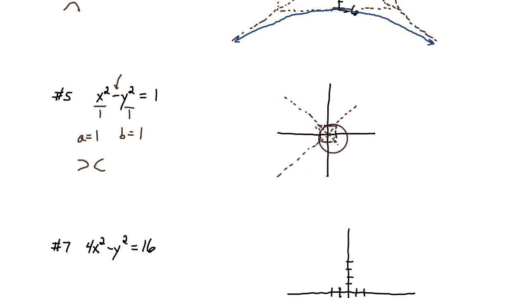Number 5, what equation form do we have? I don't see any denominators, so does that mean this is a circle? Well, nope, it's not a circle because of the minus sign. This is a hyperbola, and the denominators are 1s. So a is 1 and b is 1. Now the x squared term is first, so that's the sideways hyperbola. Go out 1 in all directions and draw the box. Then draw the diagonals. Now fit in the branches of the hyperbola.